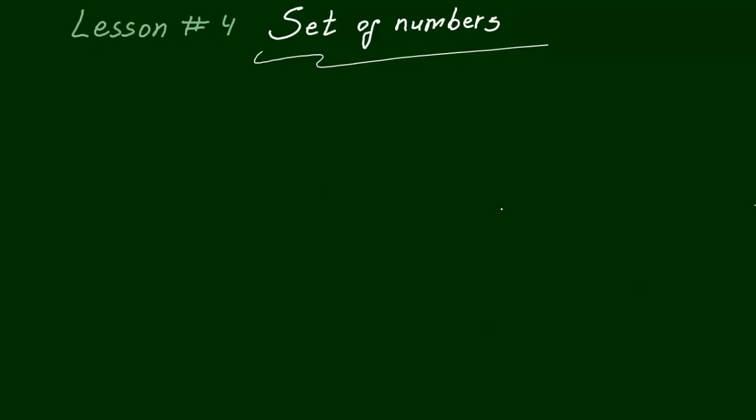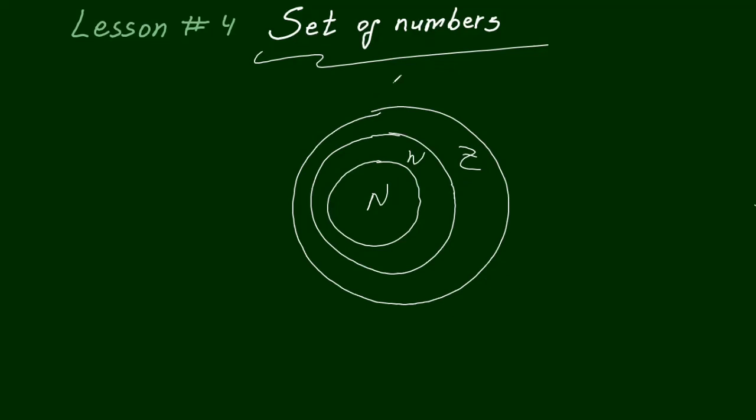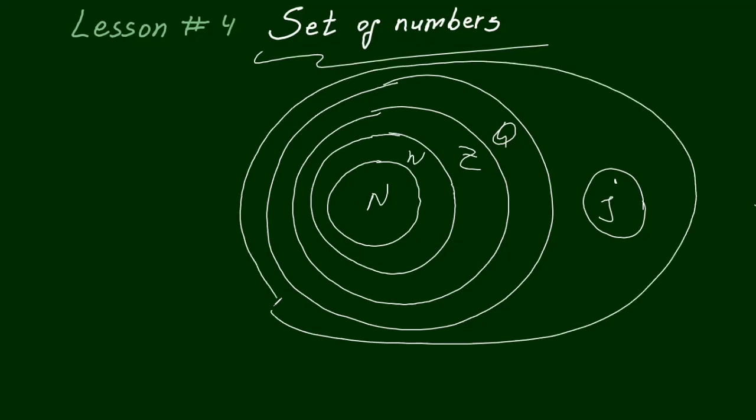If we show all the sets with a diagram, we get a picture like this. In the center, we have the natural numbers. If we expand natural numbers with 0, we get whole numbers here. If we expand whole numbers with negative numbers, we get integers here. And if we expand integers with all the positive and negative ratios, we get rational numbers Q here. The irrational numbers will be left out here, and the real numbers will cover all the sets, like this. This is the diagram of the set of numbers.